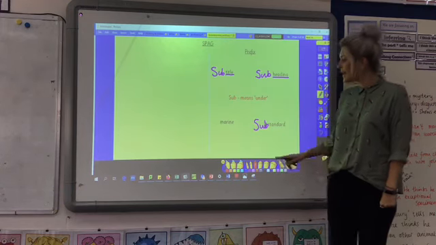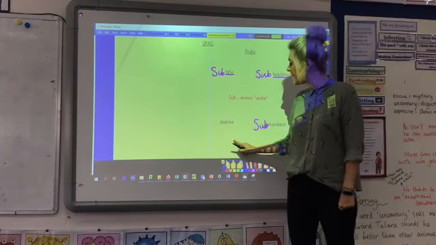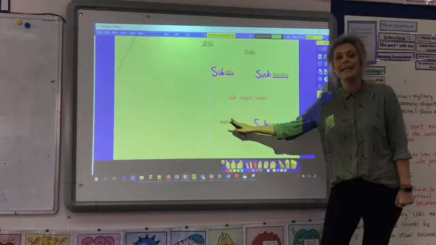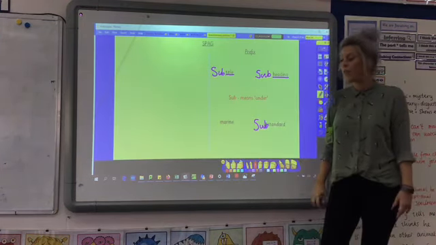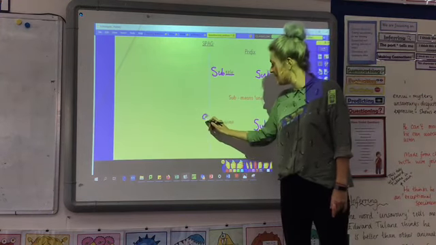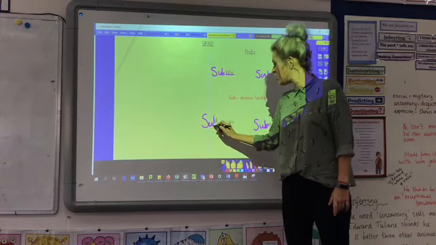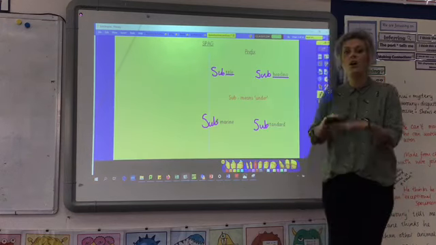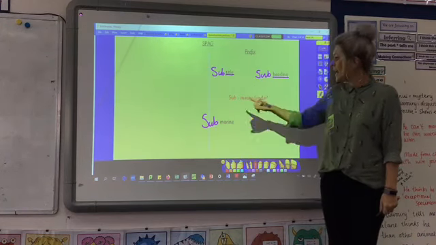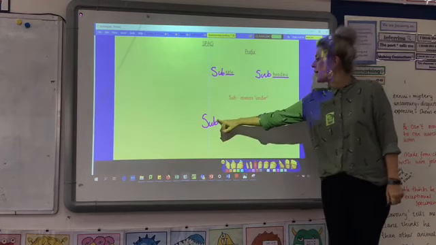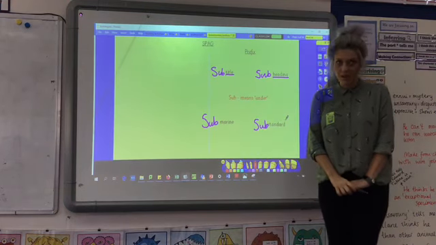And finally, marine. The root word marine is to do with the sea. And we all know that a submarine is a ship that goes underneath the sea. So we can see how sub here means under.